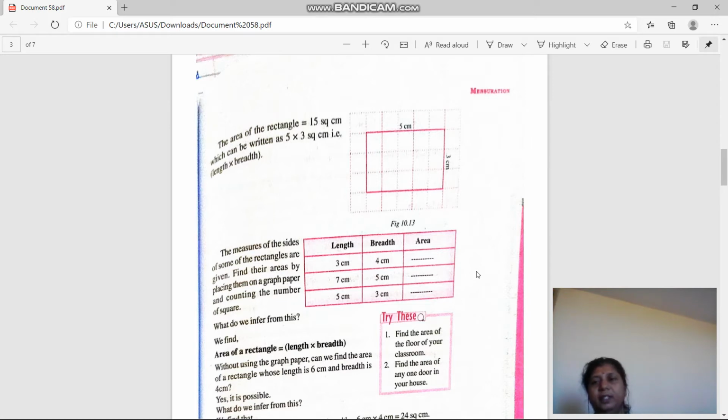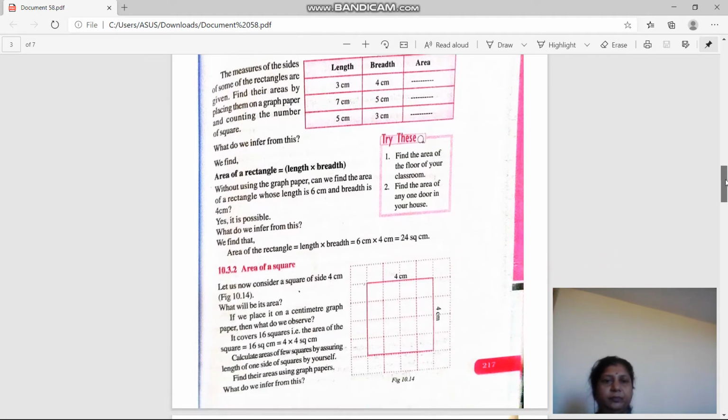Get it? Next, without using the graph paper, can we find the area of a rectangle whose length is 6 centimeter and breadth is 4? Of course.